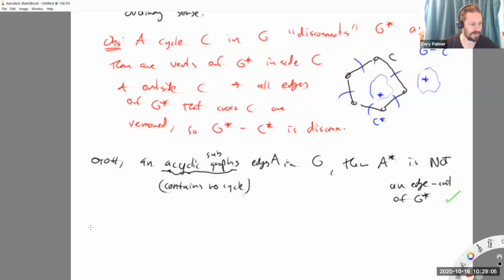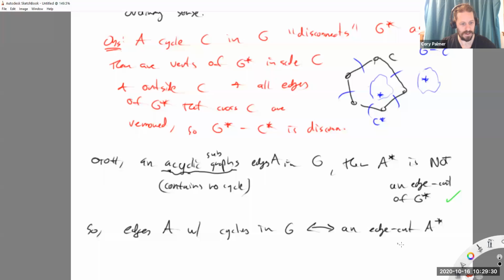So what that means is, edges A with cycles in G correspond to an edge cut A star in G star, and vice versa. If I give you an edge cut A star of G star, then that necessarily contains a cycle among the edges of A. The dual of the dual is the original graph, so I can run this backwards. Well, no, it's not because of the dual. It's just because of the if and only if.